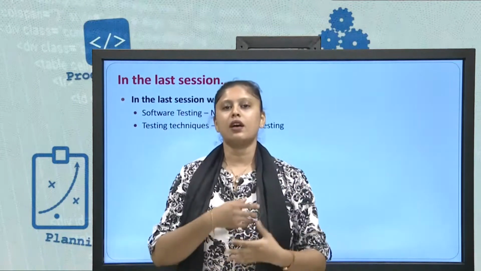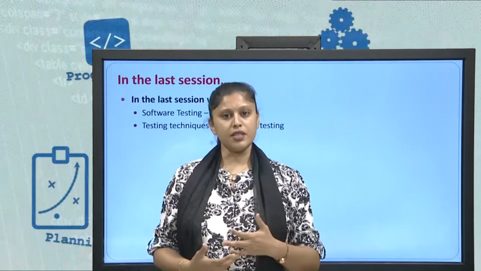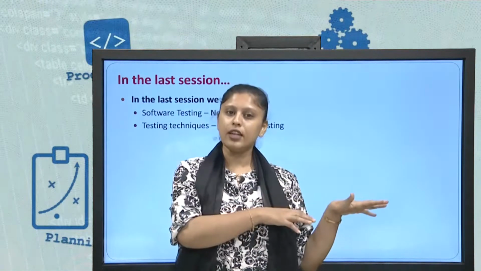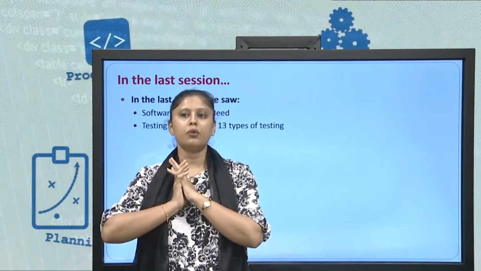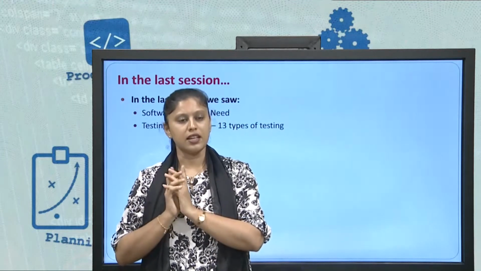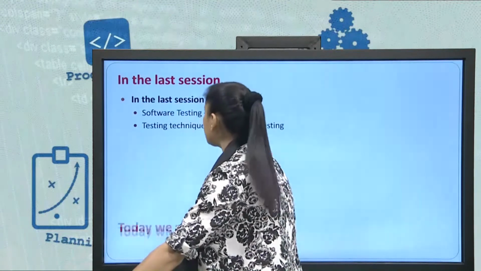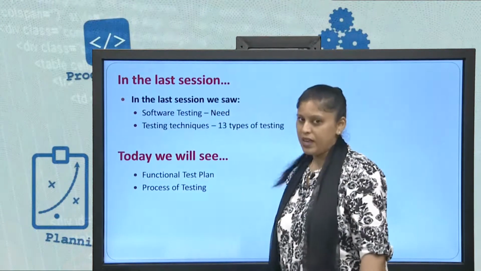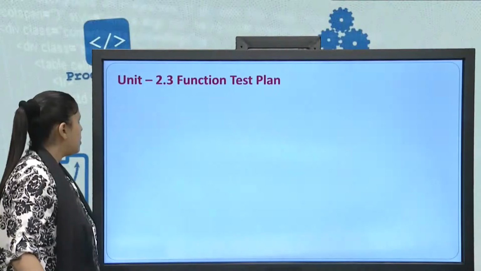We saw various kinds of testing, right? That is, the different techniques of testing. There were actually 13 of them, and we even saw what white box testing and black box testing are, which are among the most important testing techniques. All right, today we will be seeing the functional test plan and the process of testing. Let us start with today's session.